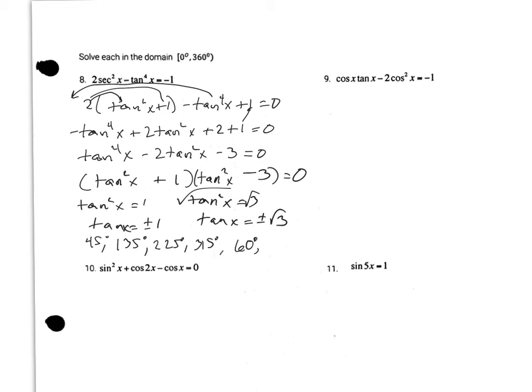So 60, 180 minus 60 is 120. 180 plus 60 is 240. And 360 minus 60 is 300.